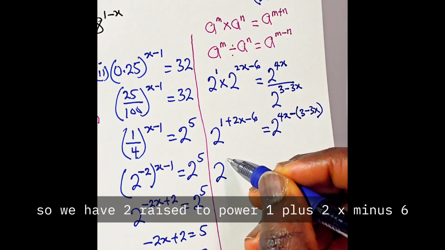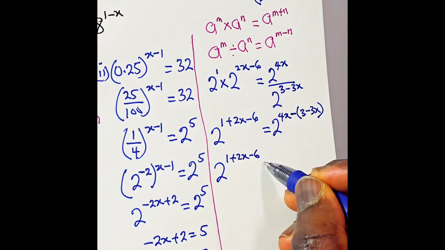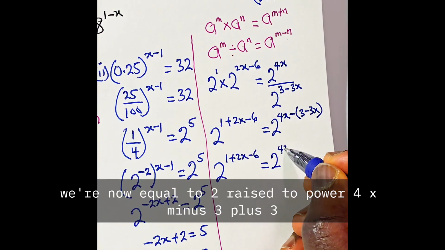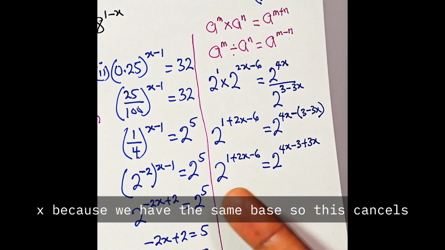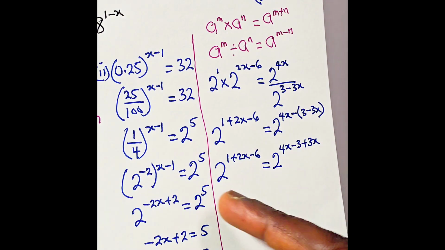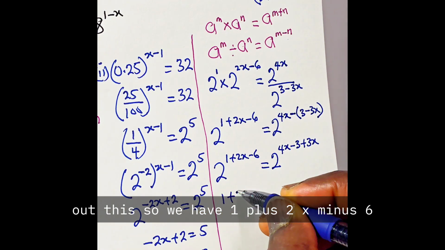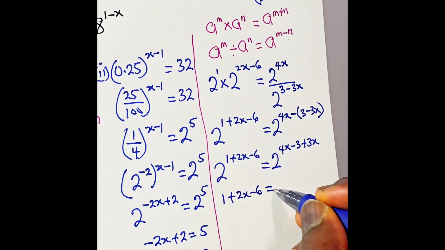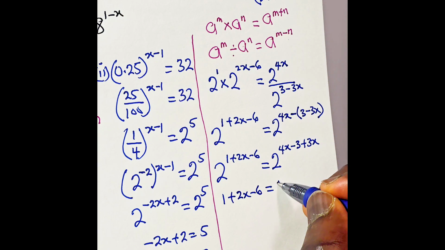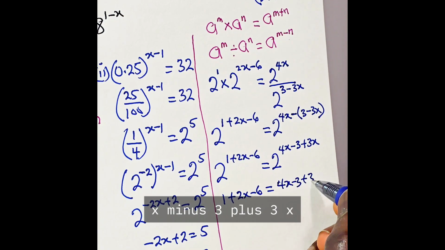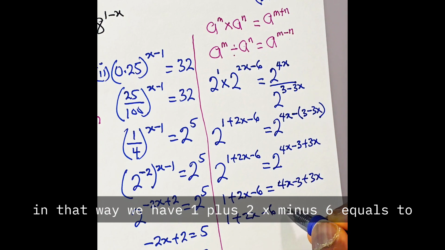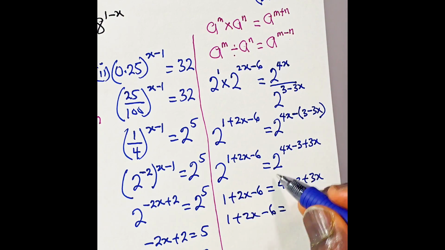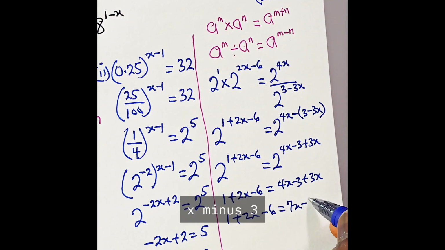So we have 2 raised to the power 1 plus 2x minus 6 will now equal 2 raised to the power 4x minus 3 plus 3x. Because we have the same base, this cancels out this. So we have 1 plus 2x minus 6 equal to 4x minus 3 plus 3x. In that way, we have 1 plus 2x minus 6 equals, this will equal 7x minus 3.